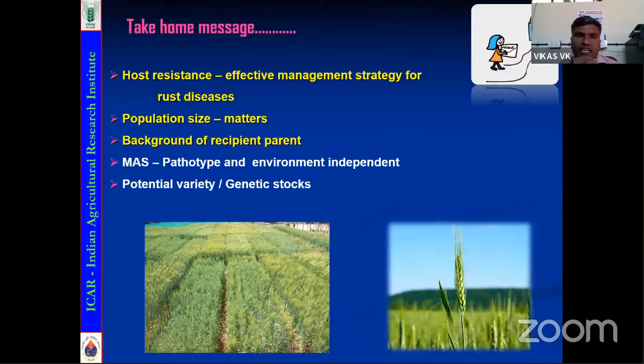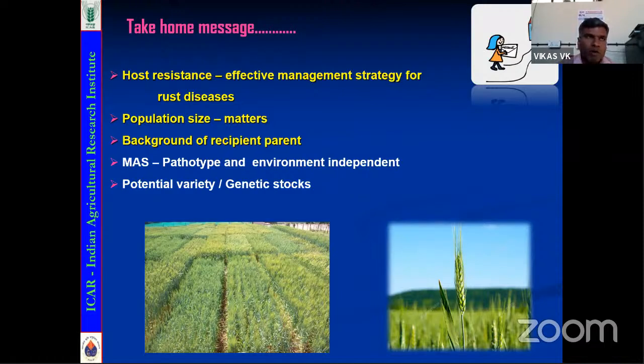The take-home message is that host resistance is the effective management strategy to control these rust diseases. In this case, the population size matters. Since it is a combination of three genes, we have to grow a large number of genotypes or plant lines to select the desired combination. The background of the recipient is always a problem, so it won't give the same result for all the genes. In this case, Sr24 and Sr26 are expressed properly in all the backgrounds, but Sr36 is not.